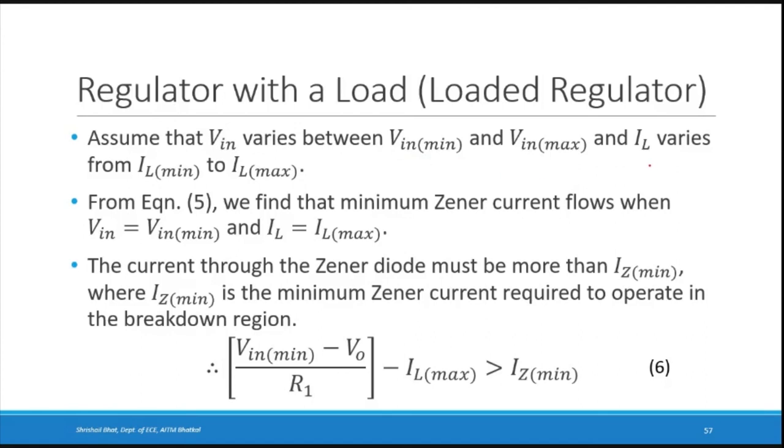And IL also varies between two values, IL min and IL max. So what we find is the minimum Zener current flows when the input voltage is minimum and the load current is maximum. Do you agree with this?